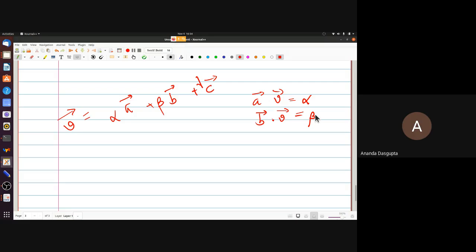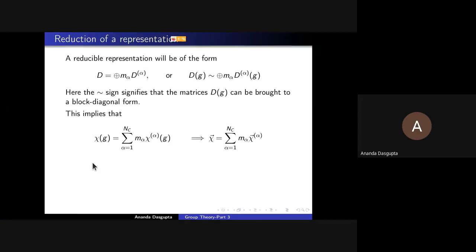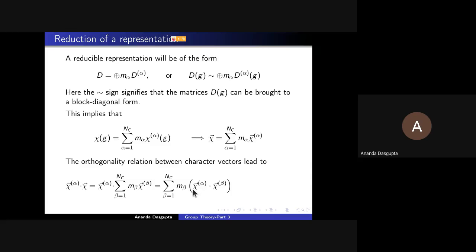Is it okay? So that means, now that you have orthogonal vectors, all you have to do is take the dot product with chi alpha of chi. All you are doing is taking the dot product of chi alpha with this, where the alpha has to be changed to beta because this is a specific alpha, and this is a dummy index of summation. But then this is just m beta, the number, times chi alpha dot chi beta. And what is chi alpha dot chi beta? That's delta alpha beta. So this is just m alpha. So all you have to do is take the dot product with the corresponding vector chi alpha.